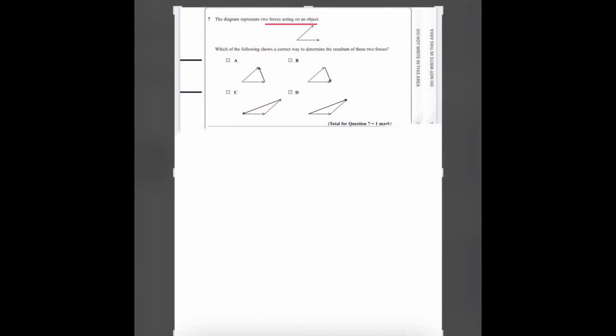Number 7. The diagram represents two forces acting on an object. So this is one force, and this is another force. These two are forces, and these two have a resultant force. So we have a force in this direction and a force in this direction.